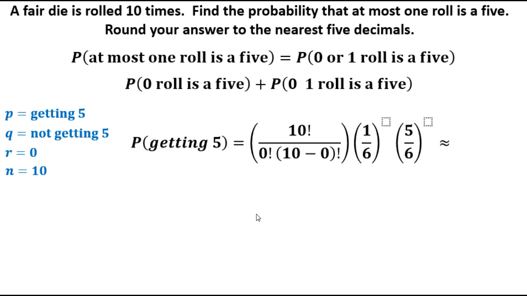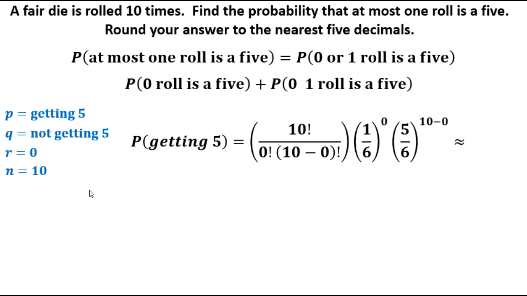Okay, now that we have that, we've got to fill in this information here, and we want the number of times that we want to roll a 5. In this case, it's 0. We're trying to figure out this one. So this one right here is going to be a 0. Then up here we're going to have N minus R. N is 10 and R is 0. So 10 minus 0, which is just 10.